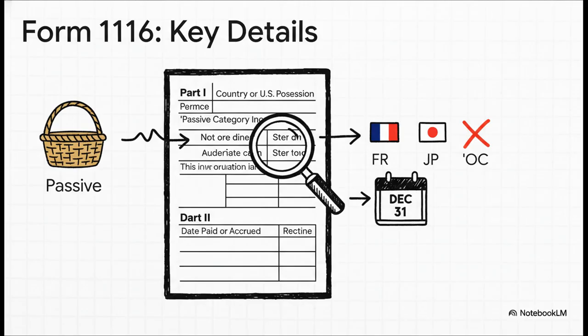First, in Part 1, the income basket is pretty much always going to be passive category income. Second, you absolutely must report this stuff country by country. You can't use those shortcut codes like RAC that you might use for a mutual fund. It's got to be FR for France, JP for Japan, you get the idea. And third, for the date paid in Part 2, if you have a bunch of different dividend dates from one country, it's generally an acceptable practice for e-filing to just use December 31st of the tax year.